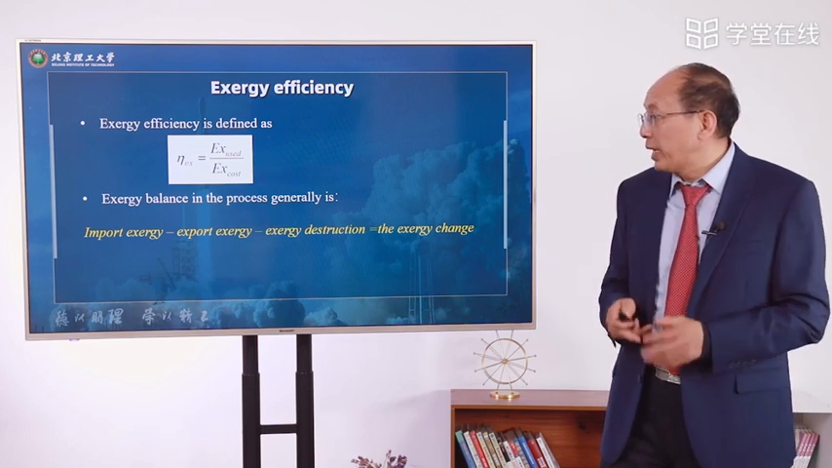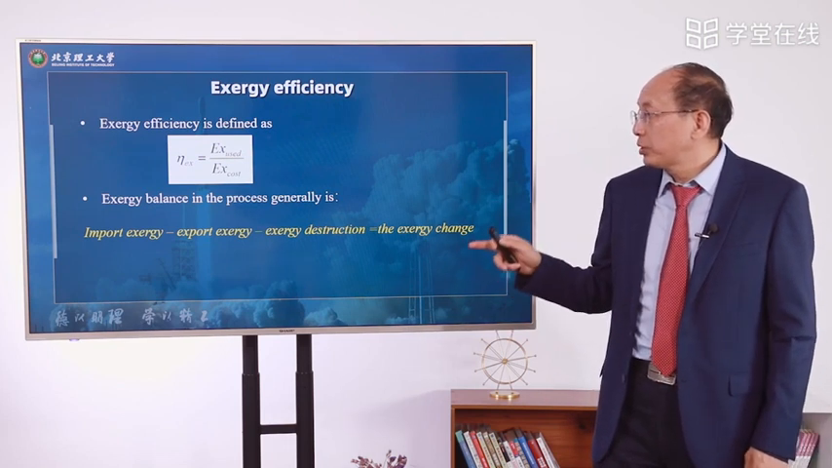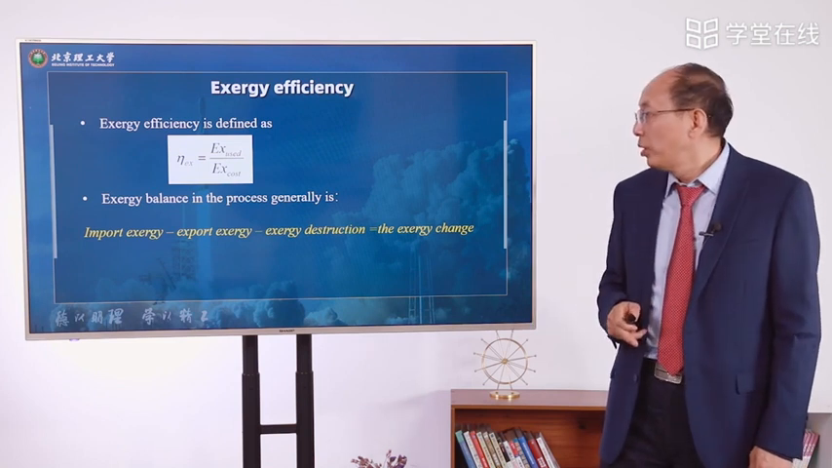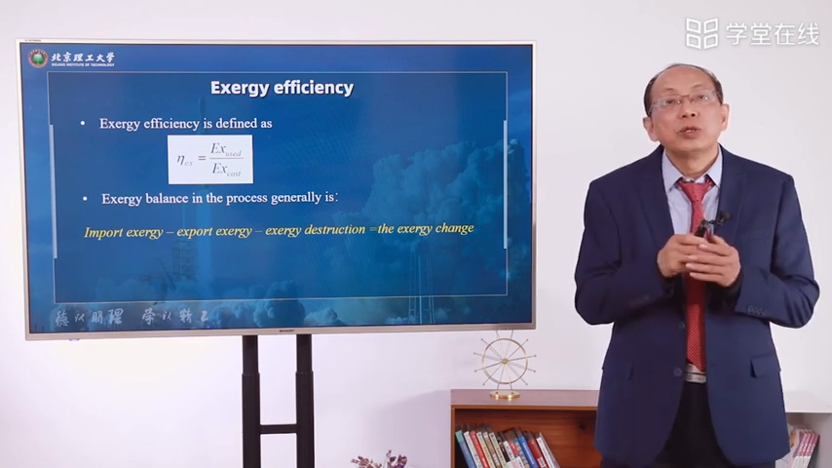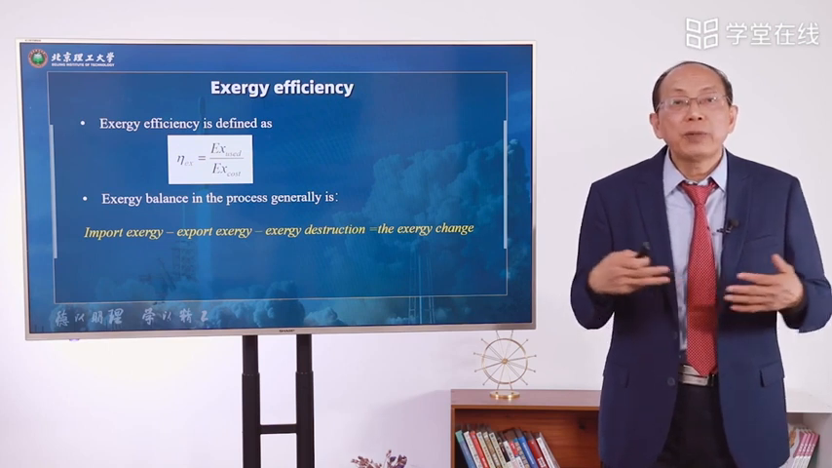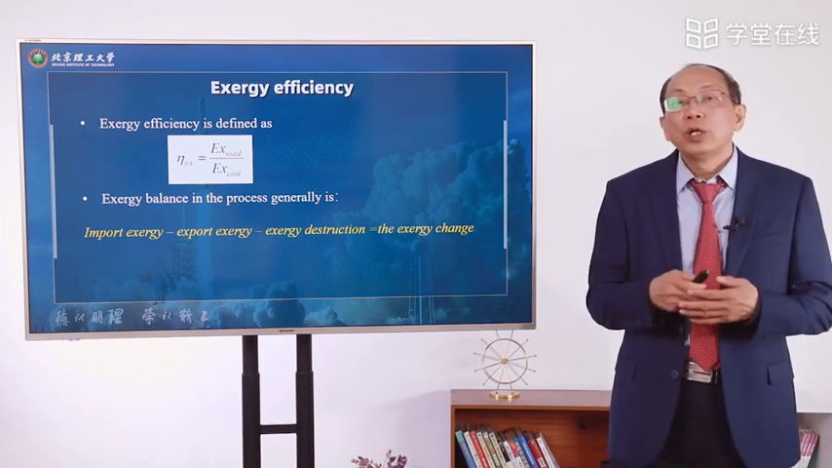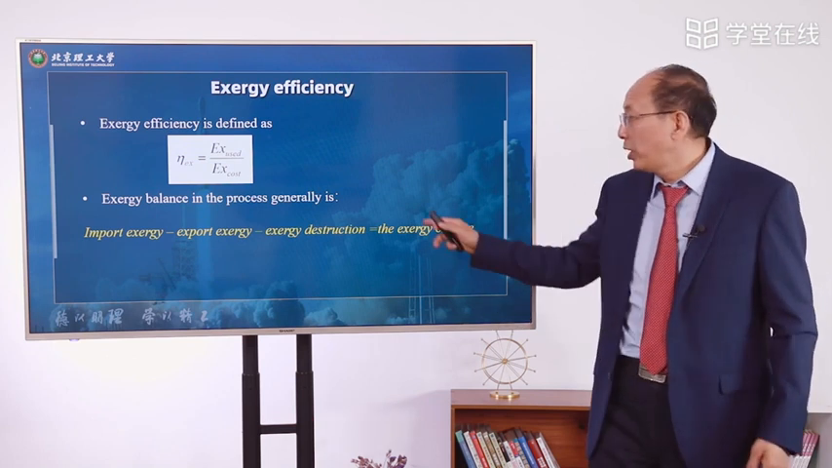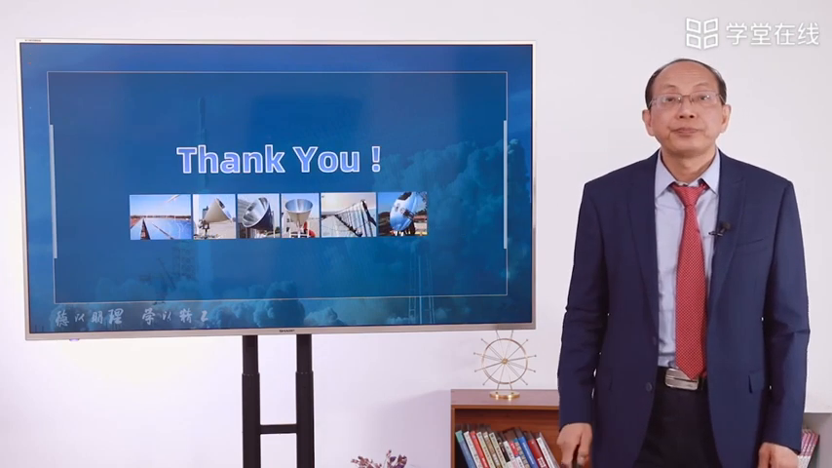So the exergy balance in the process generally is input exergy minus export exergy minus exergy destruction, because exergy is not conserved. There is some exergy destruction equal to the exergy change. So it's not the same as the energy balance equation, because this equation includes some exergy destruction. Thank you.